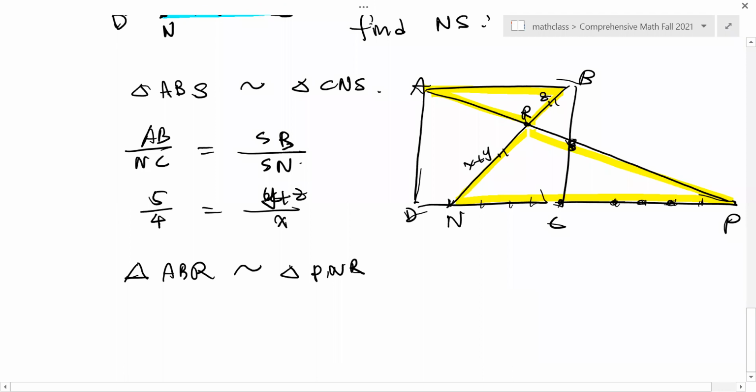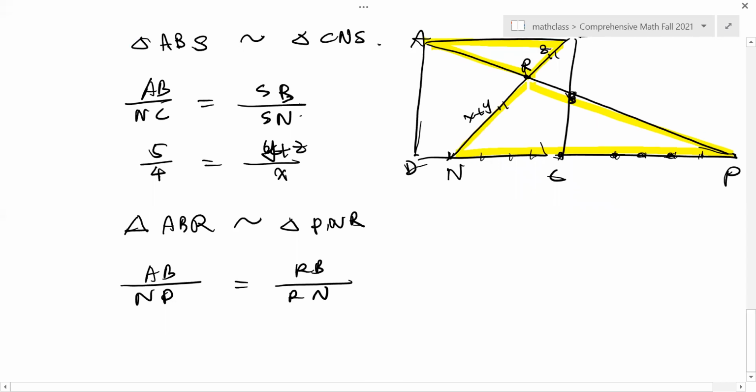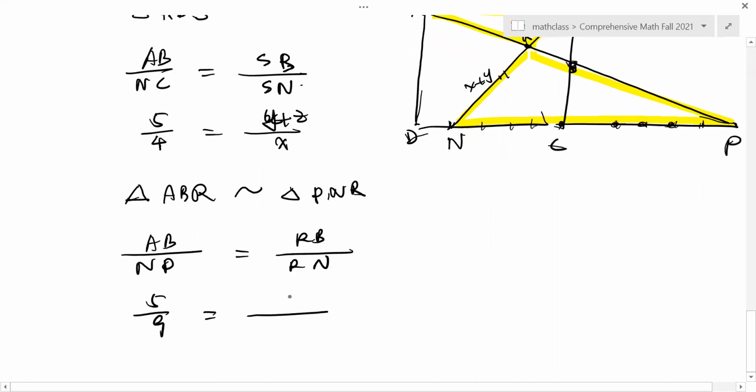So first of all, we have AB over NP should be equal to RB over RN. This is an identity. AB over NP is going to be 5 over 9. Why 5 over 9? Because you have 9 sections total on the top, and AB only has 5 sections. And this is z over x plus y. So once you have those two identities, it becomes a pure algebraic problem.